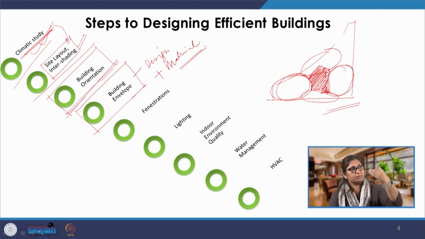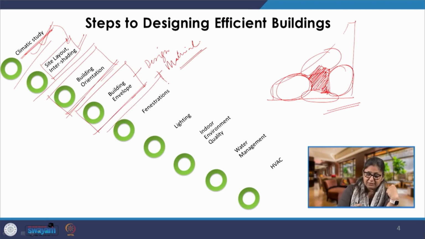We may be wanting a very smooth surface, not for aesthetic purpose, but for the functional requirement, while certain other times we might be needing a rough surface. What are the materials that support this intent? So, this is building envelope that we design.